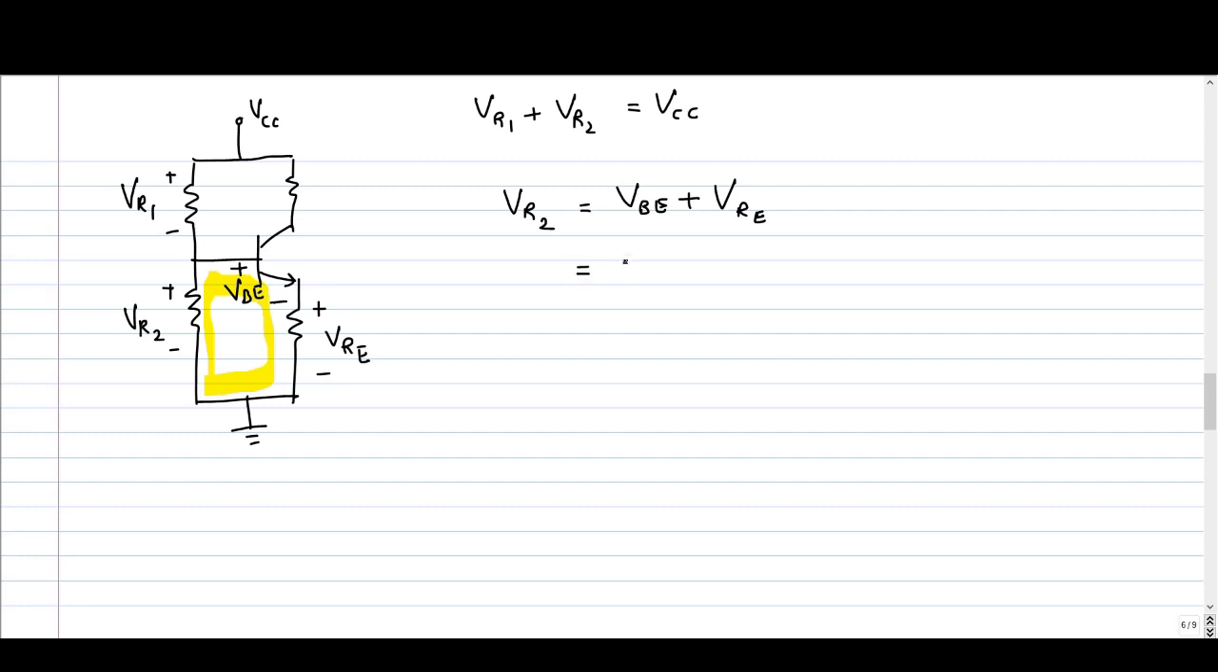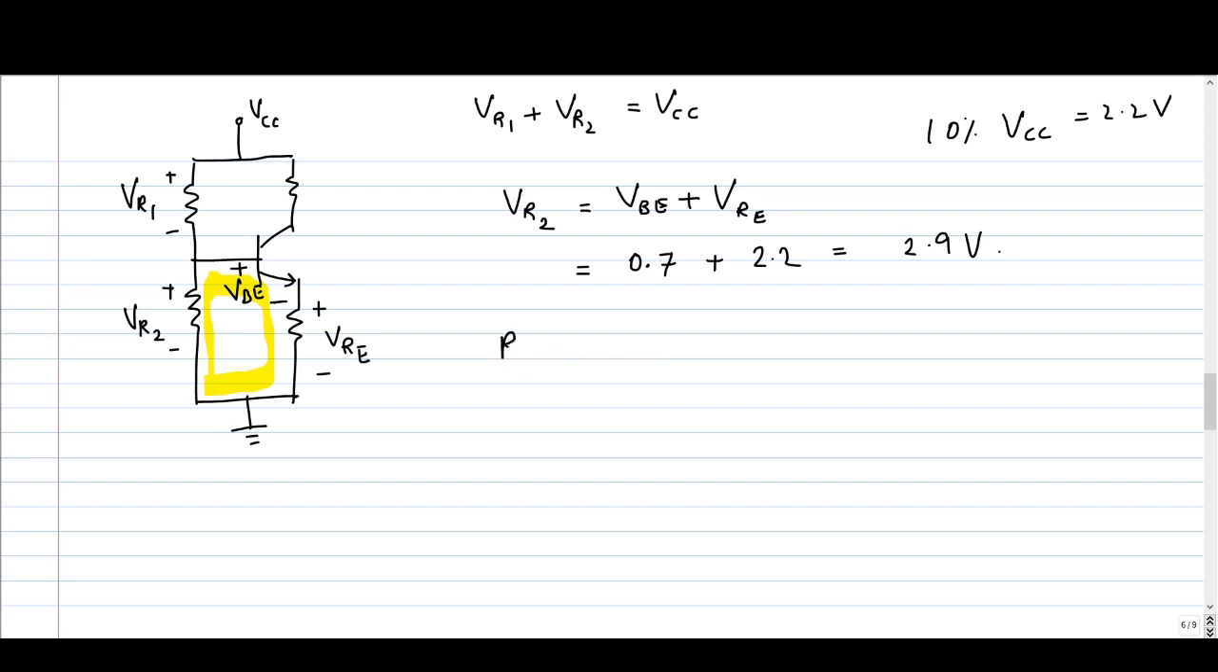So VBE is 0.7 volt or 0.6 volt. If it is specified in the question, you can use 0.6, or if it is not given, sometimes in the question it will be specified. So here nothing is specified, we can take it as 0.7. VRE is, what is the value of VRE? VRE is 10% of VCC. So that is 2.2 volt. Okay, so 2.2 plus 0.7, so it is 2.9 volt.